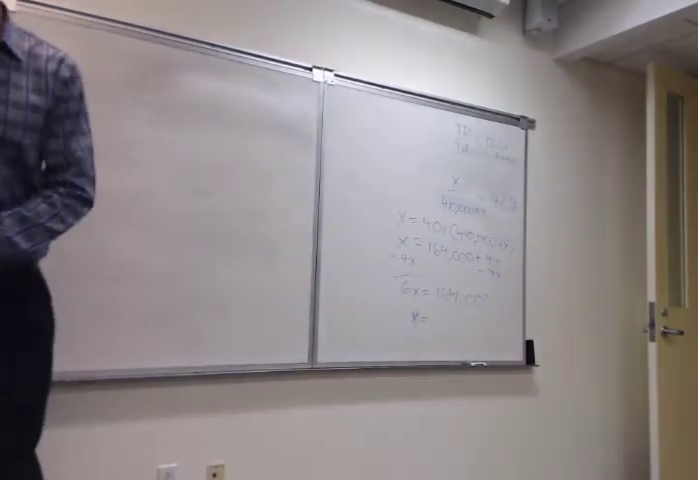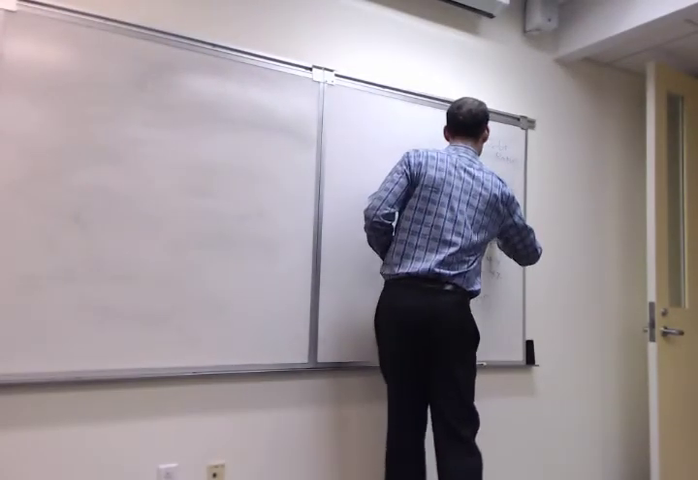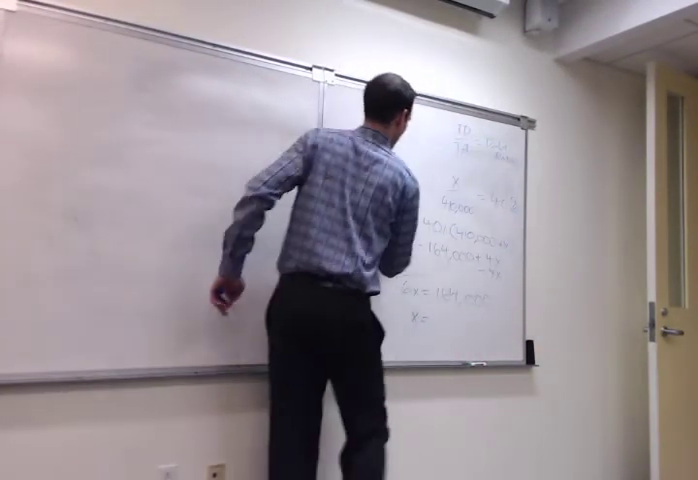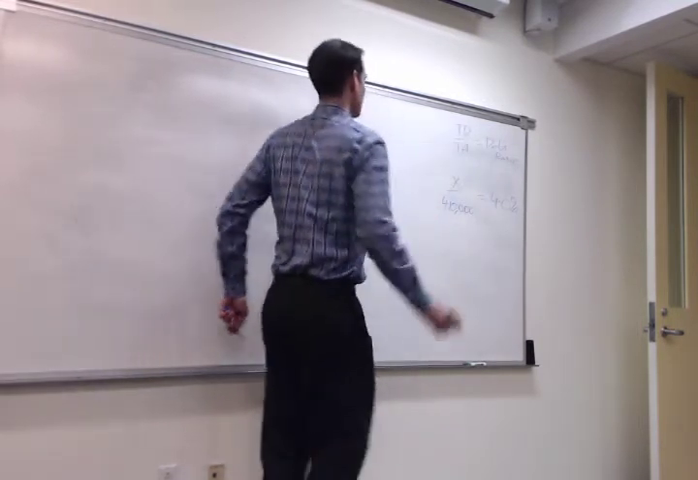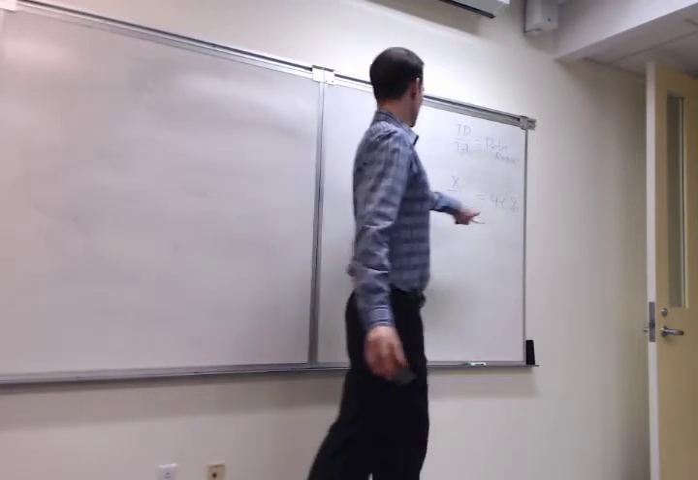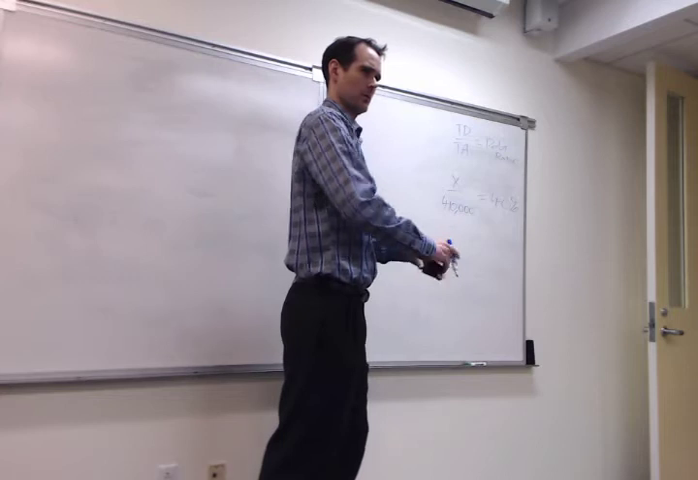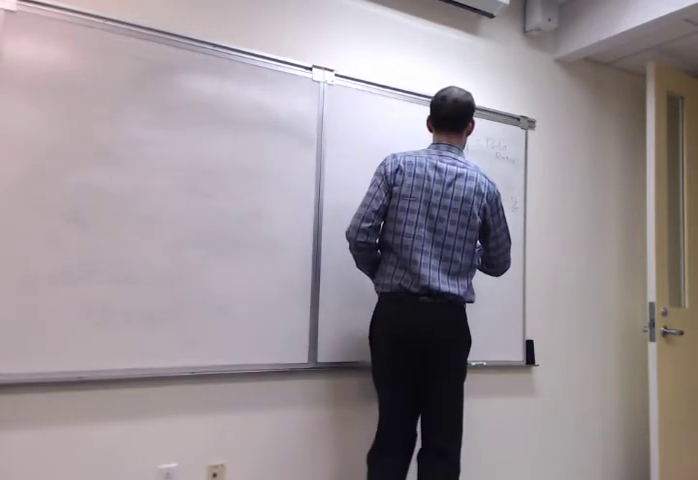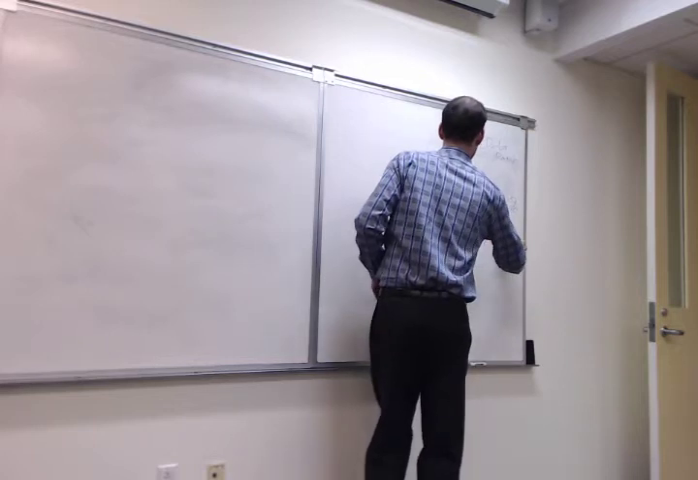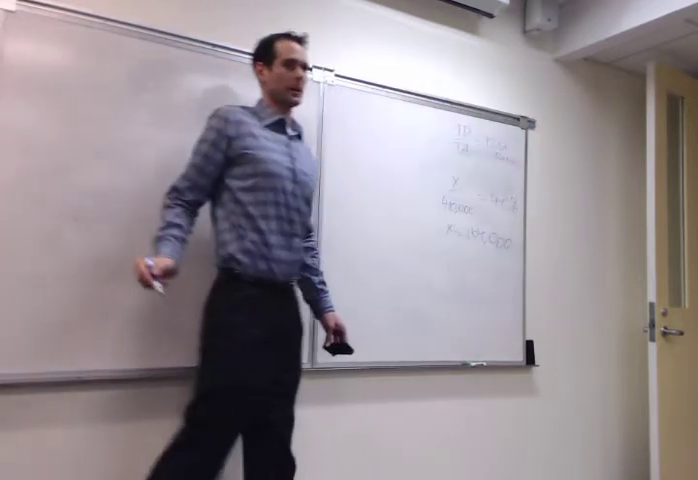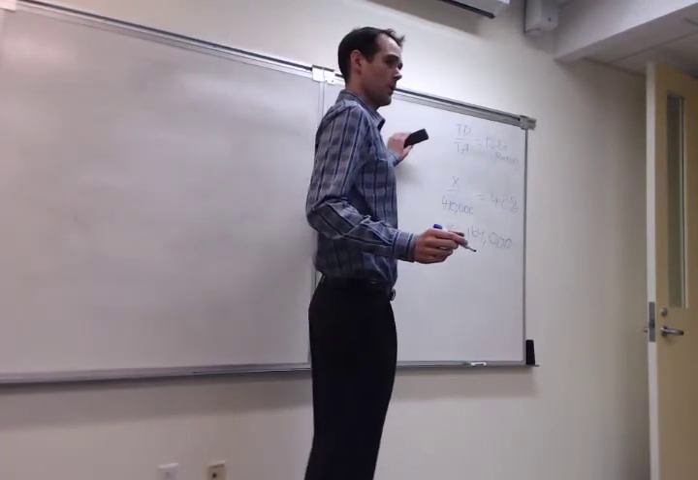So, it's just a question of X over what? X over 410,000 is 40%. And this gives us 164? Right. Yeah. Or X equals 164,000. Okay. Sorry about that. Any further questions on this?